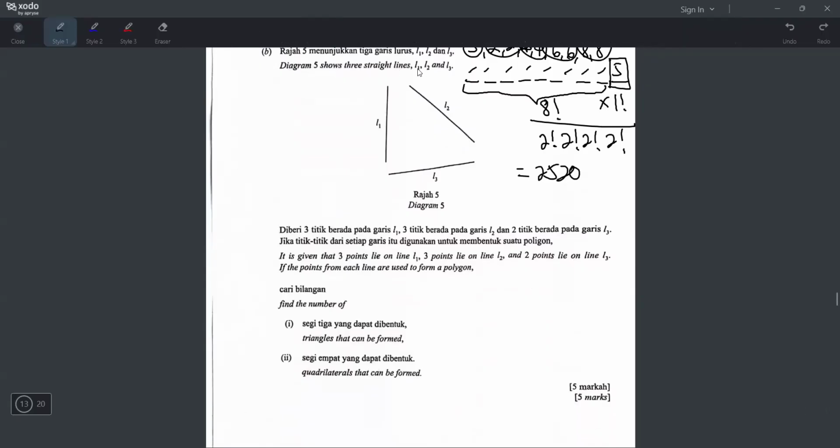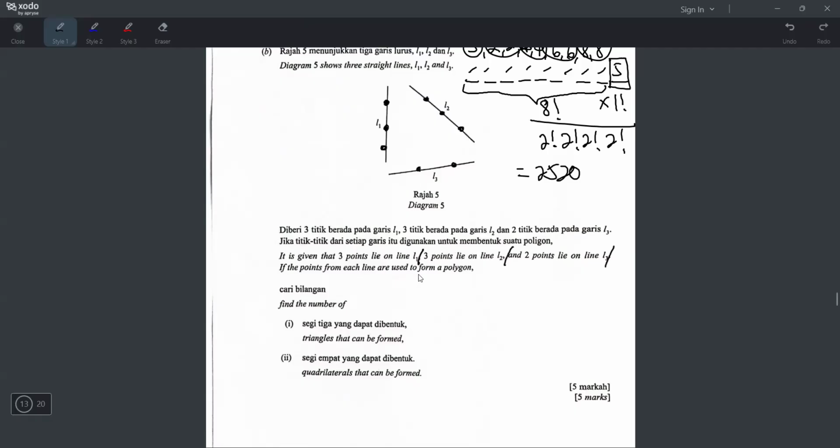Diagram 5 shows 3 straight lines, L1, L2, L3. Okay, 3 lines. It is given that 3 points lie on L1. Okay, where's L1? This one, right? So it's got 3 points. And then the next one is 3 points lie on L2. So 1, 2, 3. Lie on means it's on the line lah. Okay, 2 points lie on L3. So 2 points only on L3.